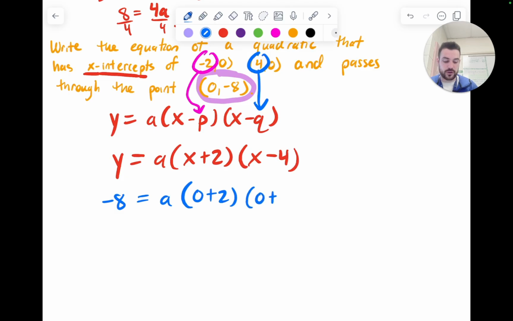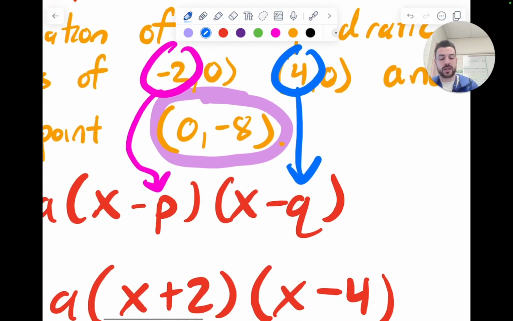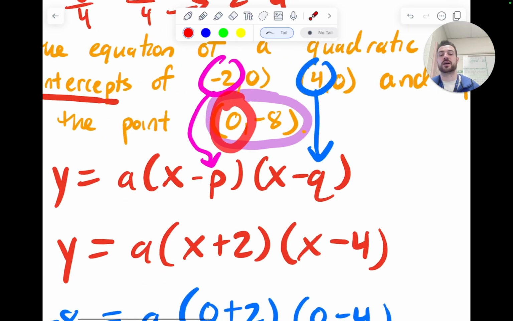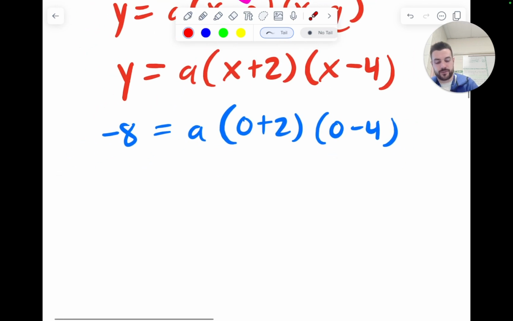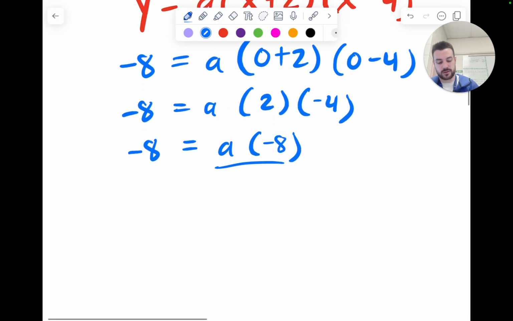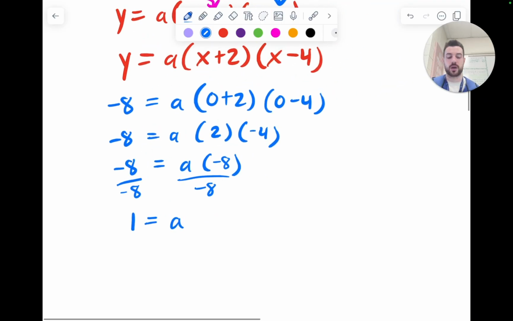Now, some students forget to plug it in for both x values. But essentially what any point is, we have an input here. When we plug it in for all of the x's, we get our output. So we've got to remember that 0 will be each of my x values. And now we solve. -8 equals a times 2 times -4. -8 equals a times -8. And the only way that this works is if my a value is 1.